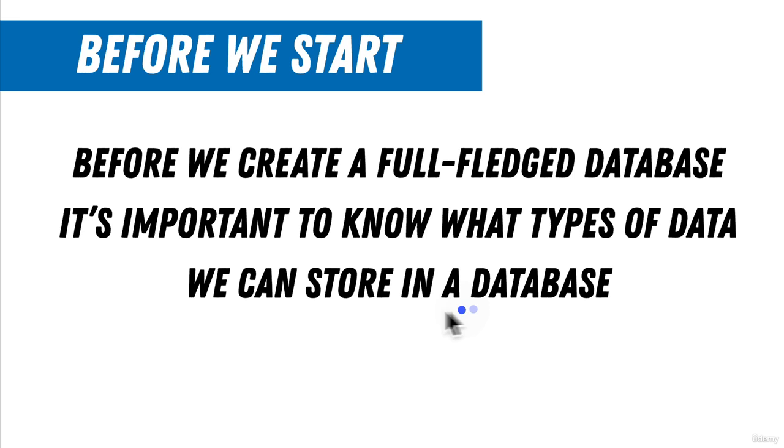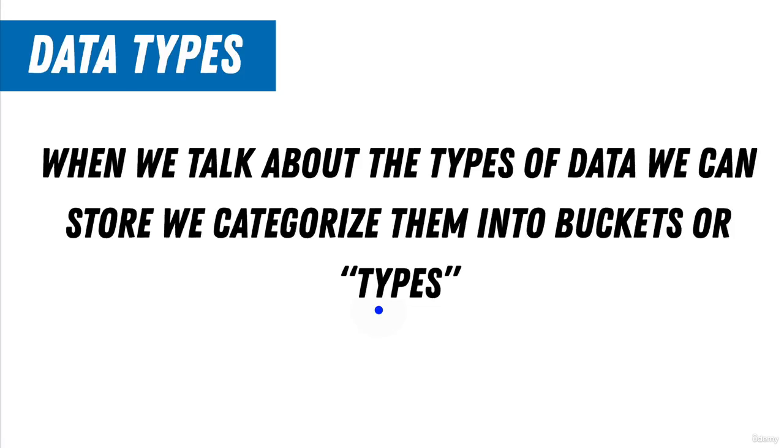We've seen some data types that we can store throughout the course. We've looked at date and time. We've looked at Boolean, but we haven't had a comprehensive list so far. We haven't really focused. When we talk about data types, we're talking about the types of data that we can store.